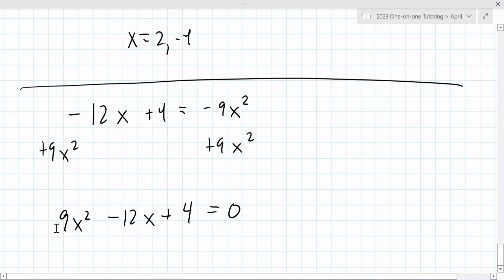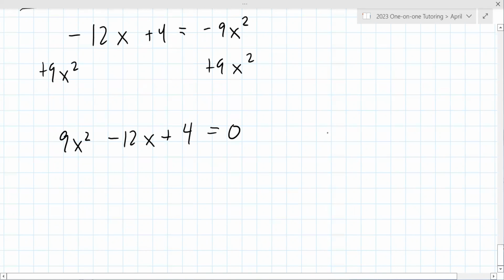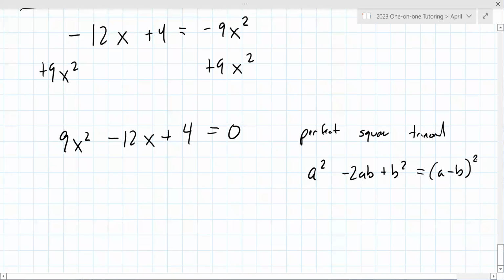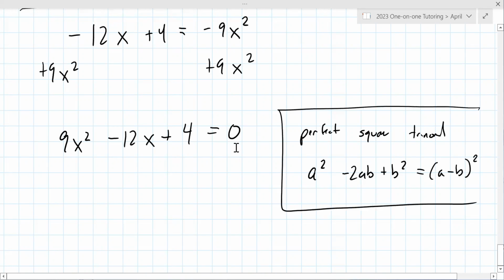It's the grouping where you take the 9 and the 4, but it's also what's called a perfect square trinomial, or what they call a special product. I'm not sure how you're seeing this in class. It's a squared minus 2ab plus b squared, and this always factors into (a minus b) squared. If you don't feel like you can remember that, you just do the grouping thing.